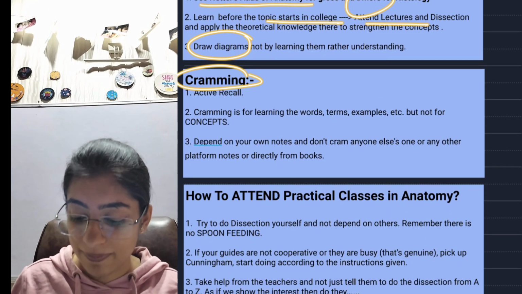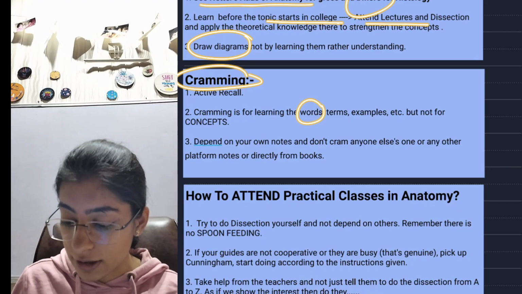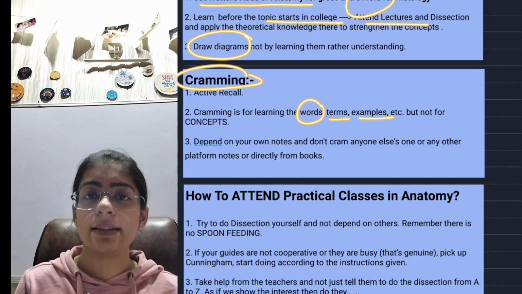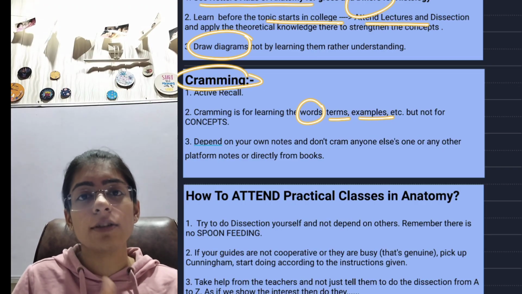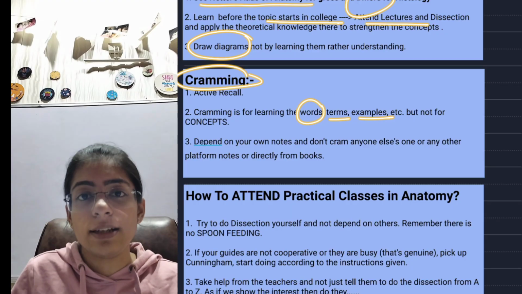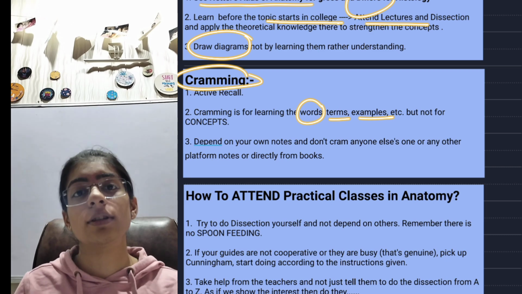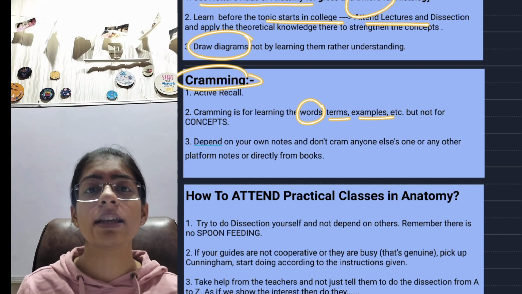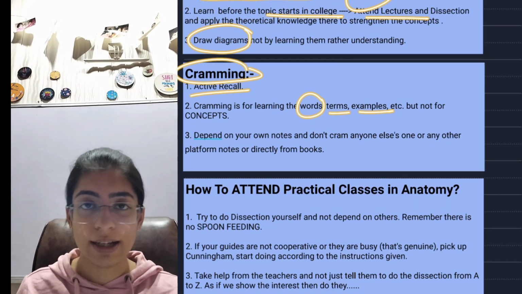Next is cramming. We need to cram only the words, like the terms and examples, but not the concepts. Why is this artery here? Why is this nerve here? Why is this branch given earlier, or that branch given later? We need to know the concept as well. It is not so that anatomy is only rote learning. No. We need to know the concept behind everything. Then only can we relate to it and use it in future, right? So active recall is again very important.